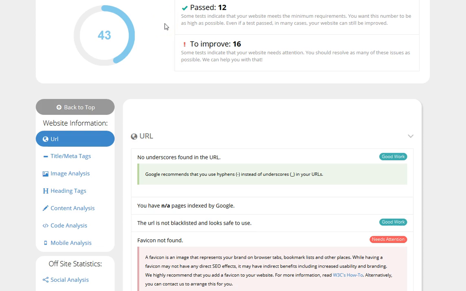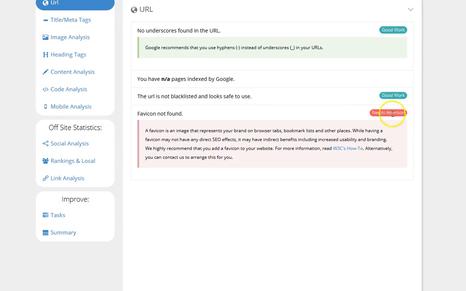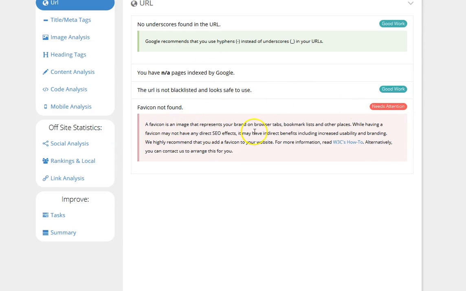Next, I did an analysis. This gives you an SEO score of the site. You got a 43 out of 100, which isn't too bad. There are a few things that can be addressed. Favicon icon, Google likes to see pictures in the little top corner of the site.